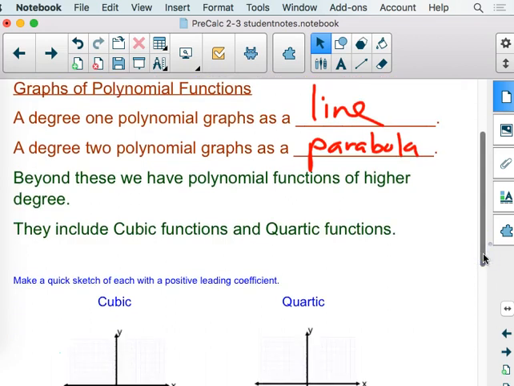So beyond these, we have polynomial functions, obviously, of higher degrees. Third power, fourth power, fifth power, etc. And they will include cubics and quartics. And that's mostly what we're going to spend our time on today.